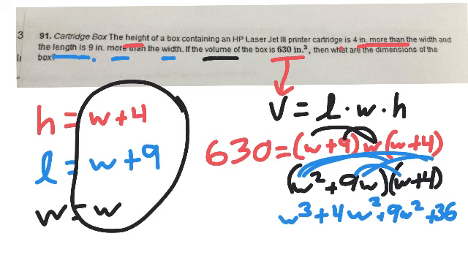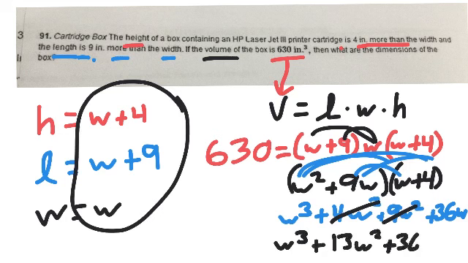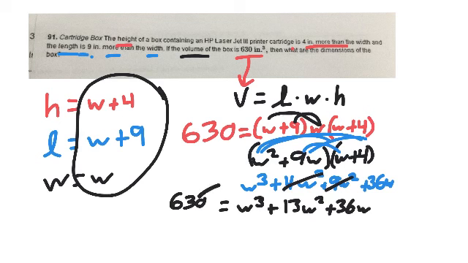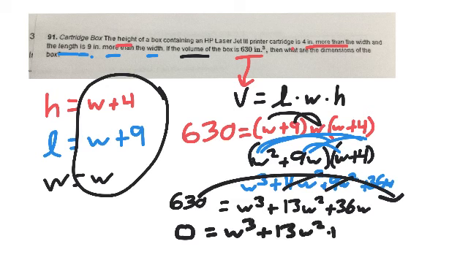You need a W after the 36. Yes, I do. Thank you. So again, that should be 36W. Now combining like terms, 4W squared plus 9W squared is 13W squared. Again, this was equal to 630. So if I want to work this out, I'm going to move the 630 over and make it negative. So 0 equals W cubed plus 13W squared plus 36W minus 630.